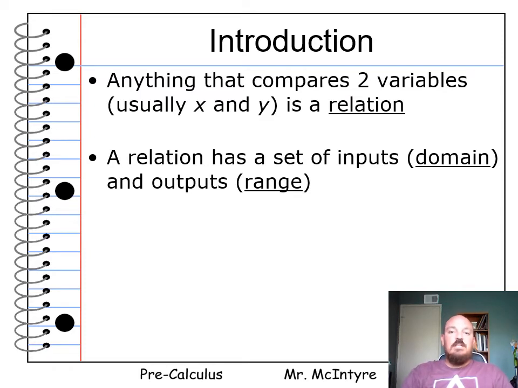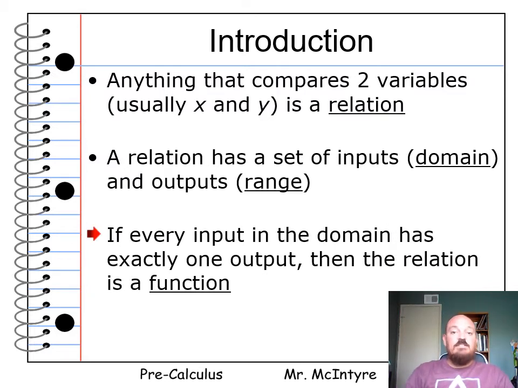Now, a relation can have inputs and outputs. So usually if you're talking about X and Y, X is the input because you plug in numbers for X, and Y is the output because that's the answer that you get after you plug those numbers in. And remember, the letters can change. In a word problem, it probably won't be X and Y. It might be something totally different.